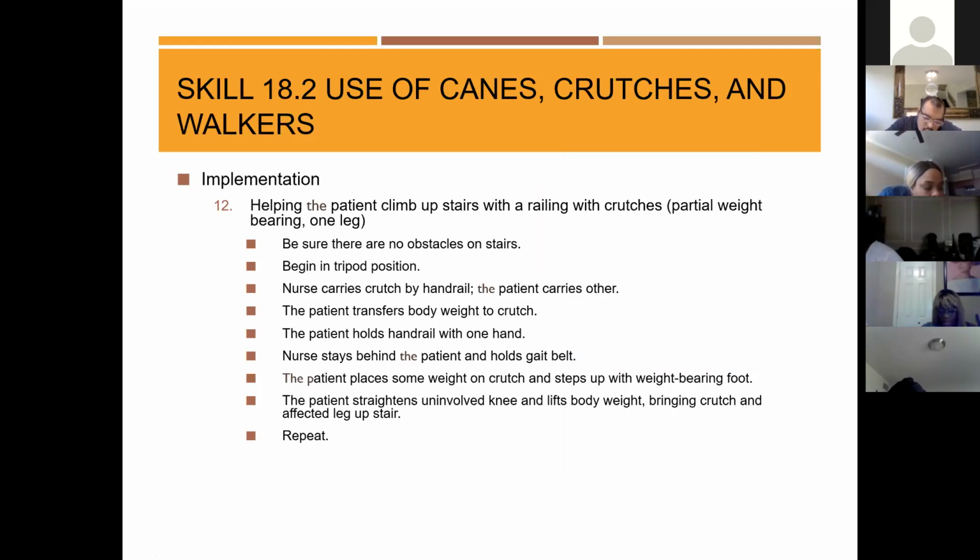Make sure if your patient is walking, especially if they're learning how to walk upstairs or just walking with their assistive device in general, and you have their gait belt on them, make sure you remain behind the patient, okay? It doesn't do you any good if you're in front of them. So make sure you stay behind them and hold on to that gait belt, so in the event they get unsteady, you have a hold on them, okay?